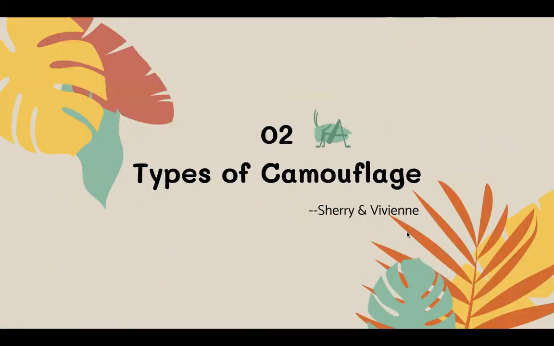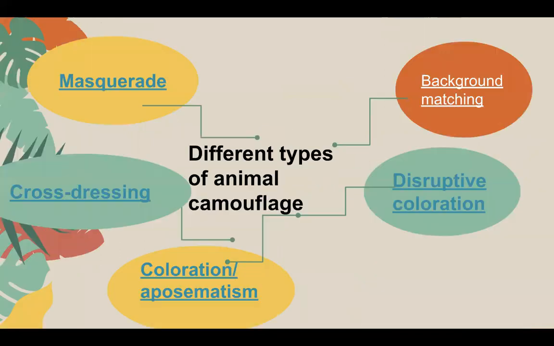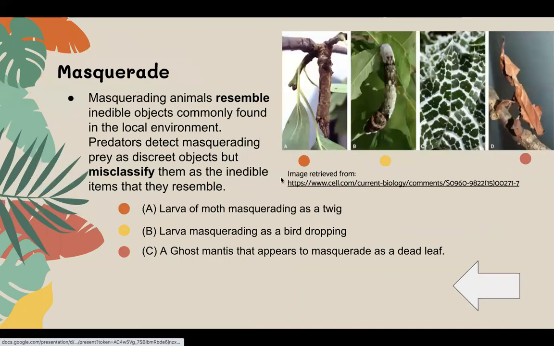And then me and Sherry are going to explain different types of camouflage. So basically, there are 5 different types of camouflage, which are masquerade, background matching, disruptive coloration, aposematism, and cross-dressing. The first type is called masquerade.